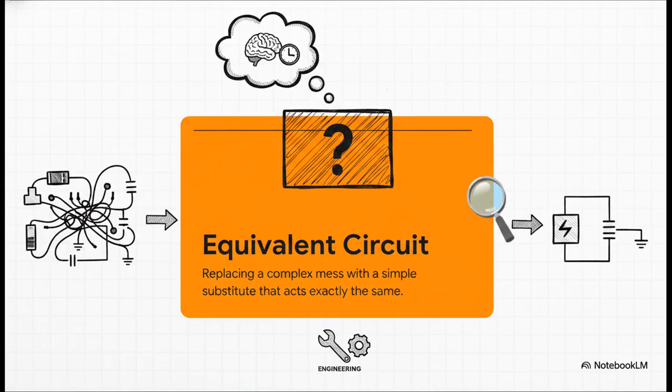I really don't want you to frame this in your mind as just another punishing set of math rules you have to memorize for some midterm. Instead, I want you to view it as a philosophical tool. It's a mental black box. It's an acknowledgement by engineers that life is just too short and our brains are way too valuable to calculate every single node every single time. It's a strategy completely designed to make your life, and engineering as a whole, drastically easier.